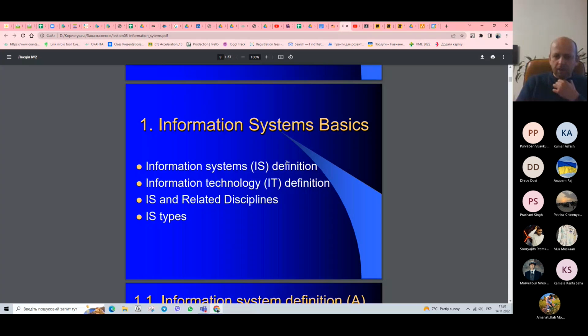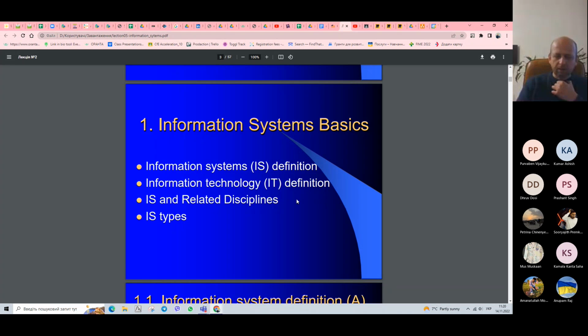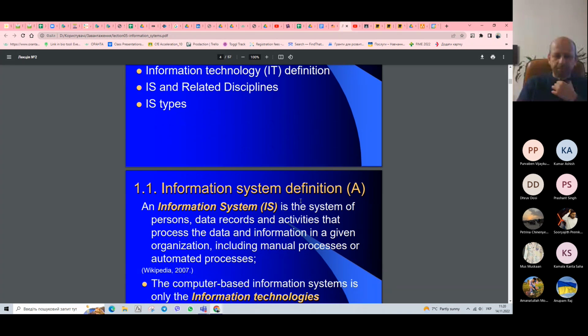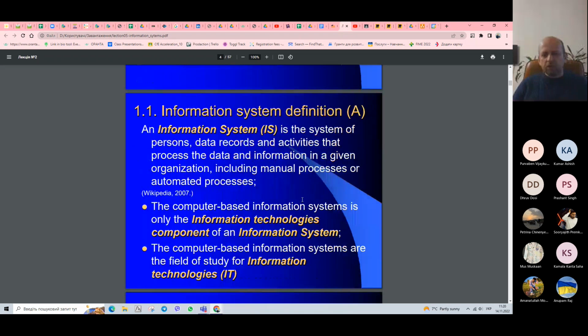This will include, for beginners, the basic information system definition, information system from the IT point of view, with related disciplines and types of information system. We will start from a few definitions, and after that we will also add some of our experience about this.